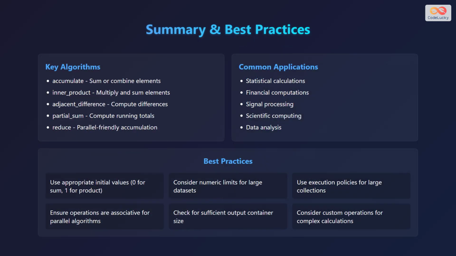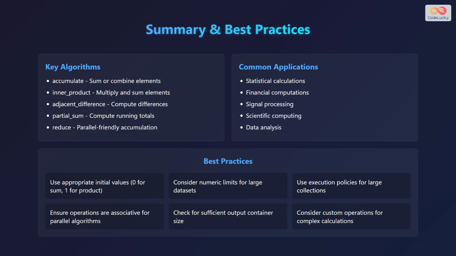In summary, we've covered several key algorithms. Accumulate, which sums or combines elements. Inner_product, which multiplies and sums elements. Adjacent_difference, which computes differences. Partial_sum, which computes running totals. And reduce, a parallel-friendly accumulation. These algorithms have common applications in statistical calculations, financial computations, signal processing, scientific computing, and data analysis.